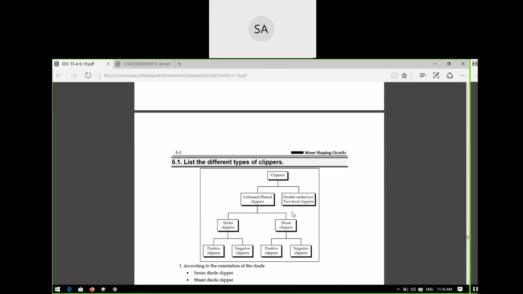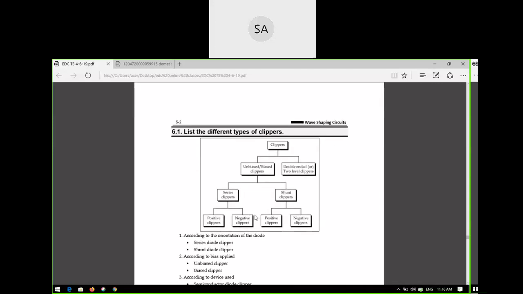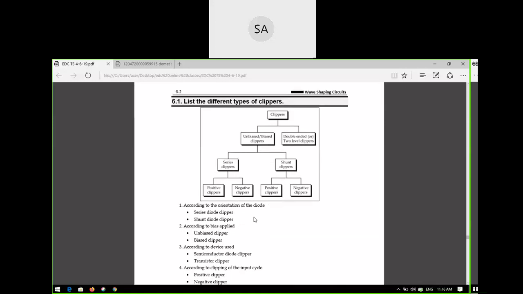What are clippers? What are the different types of clippers present? In the first one, we have different types of clippers. There are basically, actually, three types: unbiased, biased, as well as double-ended clippers or two-level clippers. You can broadly classify them as three types: unbiased clippers, biased clippers, and double-ended or two-level clippers.